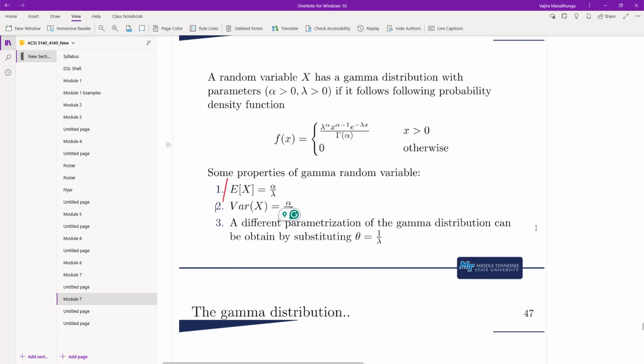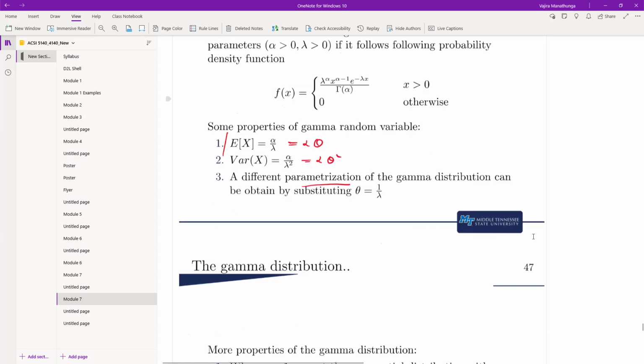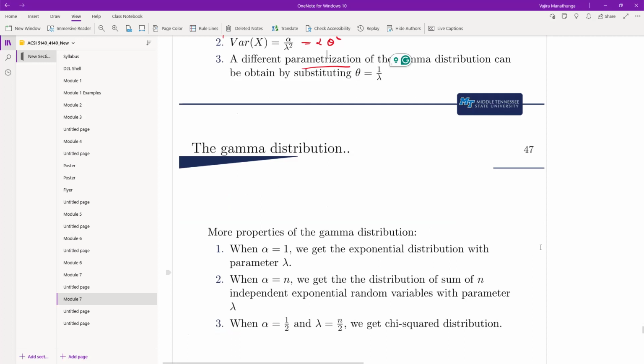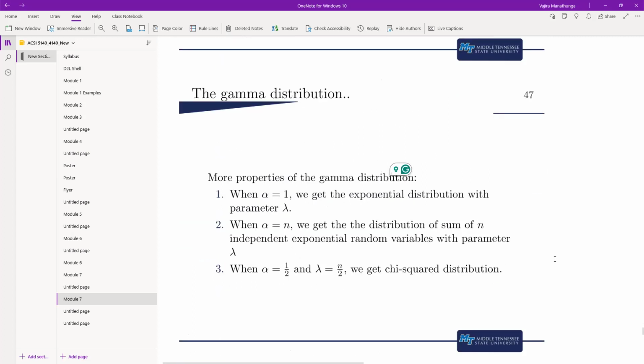Similar to the exponential distribution, you have a different parameterization where you define theta as 1 over lambda. If you do it that way, then the expected value becomes alpha theta, and the variance becomes alpha theta squared. When alpha equals 1, we get the exponential distribution. When alpha equals n, we get the distribution of the sum of n independent exponential random variables. When alpha equals 1 half and lambda equals n over 2, we get the chi-square distribution.